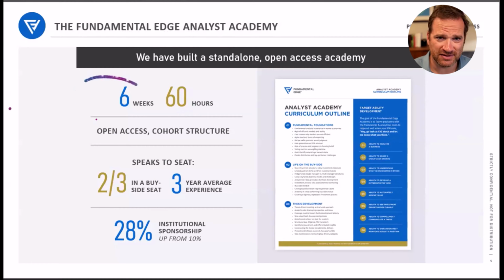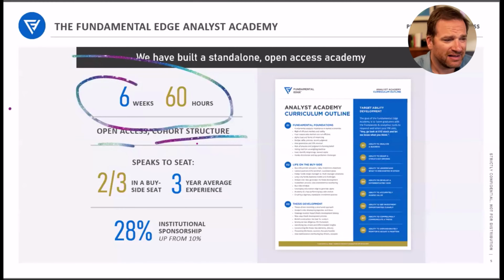It's a 6-week, 60-hour course, open access with a 6-week cohort structure. This is not an introduction to investing course. If this is your first time picking a stock, I think there are some other approaches that are more effective. We really speak to the demands of the seat. 2/3 of our students are in an existing buy-side seat. The other 1/3 are, I would say, high potential candidates coming for the most part from high potential seats: investment banking, private equity, sell-side research.